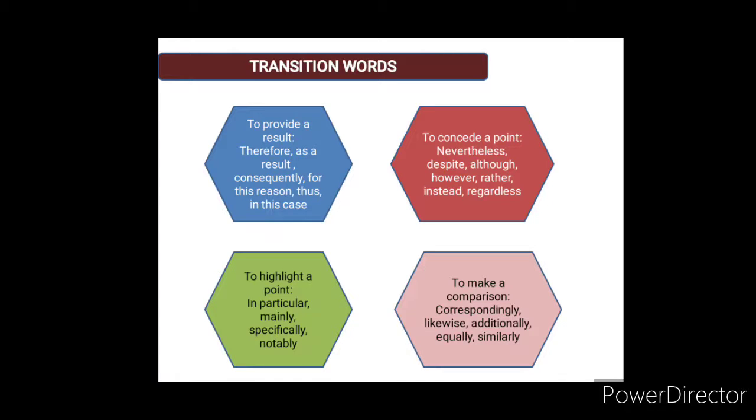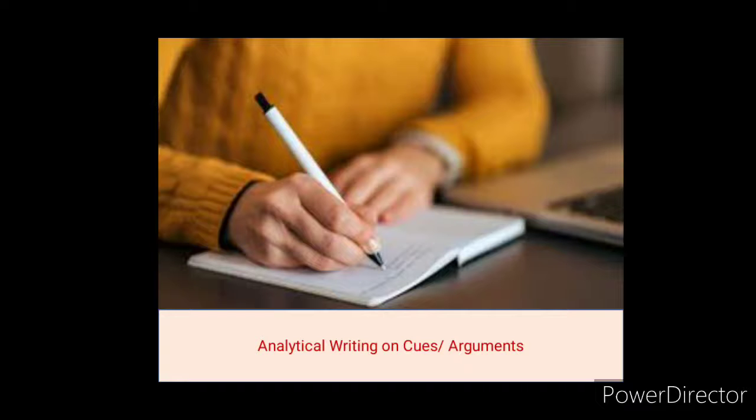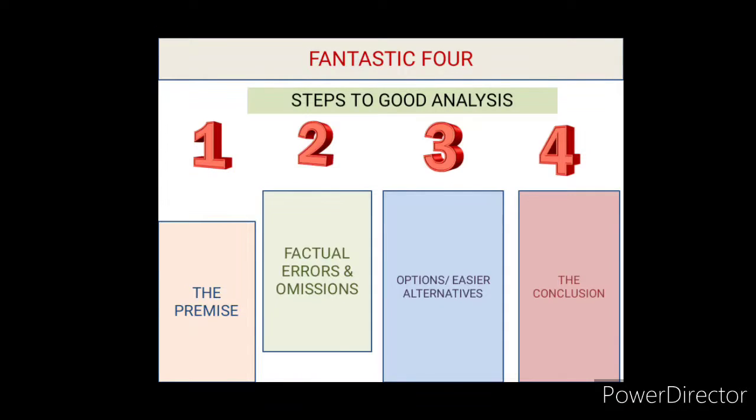To provide a result, you can write therefore, as a result. To concede a point, you can write nevertheless, despite. To highlight a point, you can write in particular, mainly, or specifically, because you want to highlight a point. And to make a comparison, you can write correspondingly, likewise, additionally, etc. So wow, I feel that analytical writing is an interesting affair. So you have to make it interesting the way you are going to express yourself. So take it as a challenge and express yourself well.